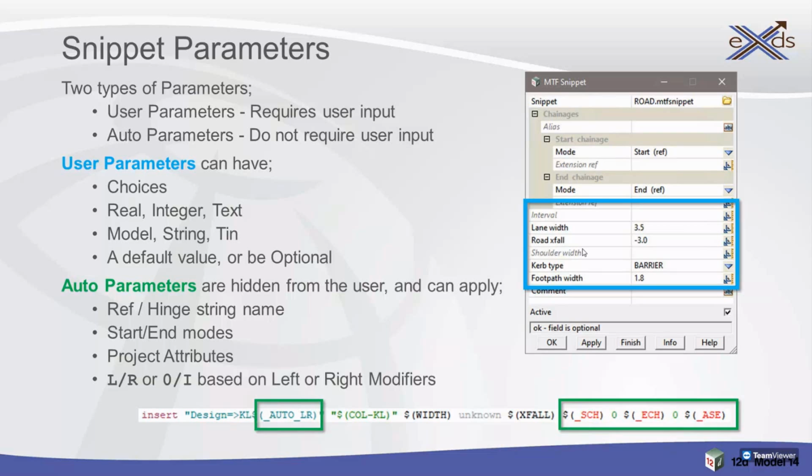And it just does all that in the background so the user doesn't have to think about what's going on here. So this one down here, the auto LR, will just stick an L or an R on the end of the string name based on left side or right side. There's obviously start chainage, end chainage, and this one on the end is for absolute and extra start, extra end. So it tidies up the snippet and just makes it easier. The user doesn't have to do anything with those.